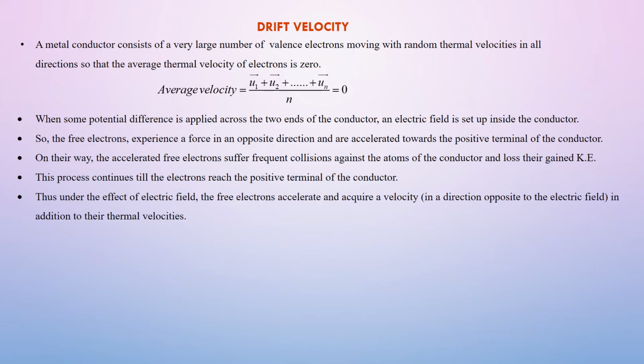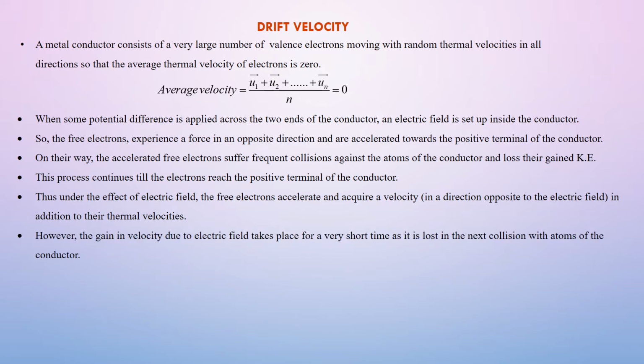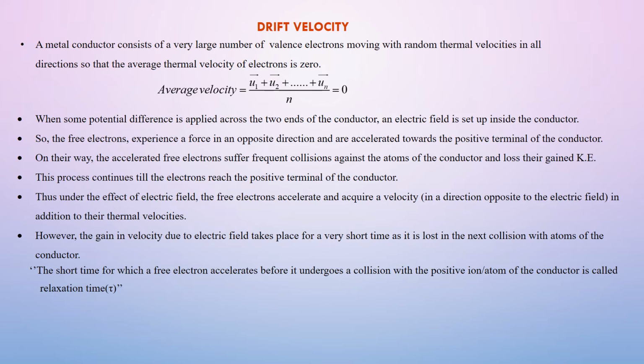Thus, under the effect of electric field, the free electrons accelerate and acquire a velocity in addition to the thermal velocities which they were already having. But the gain in velocity due to electric field is there only for a very short time because it is lost in the next collision with the atoms of the conductor. So, the short time for which the free electron accelerates before it undergoes a collision with the positive ion or atom of the conductor is called relaxation time.